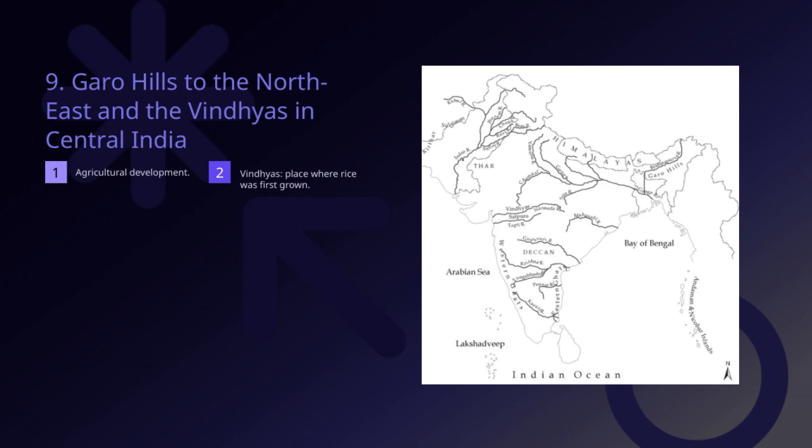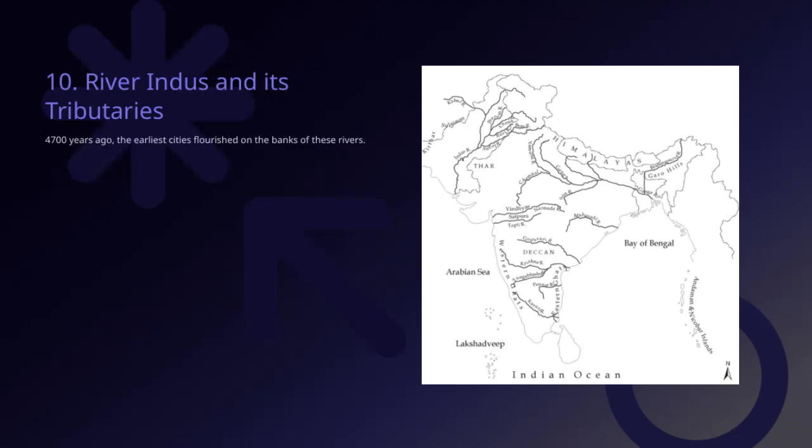These areas are key to understanding how early societies transitioned to settled farming and laid the foundation for subsequent agricultural progress. Connecting this to our overall theme, it shows how diverse regions contributed uniquely to the development of agriculture across India. About 4,700 years ago, some of the earliest cities in human history began to flourish along these vital rivers.